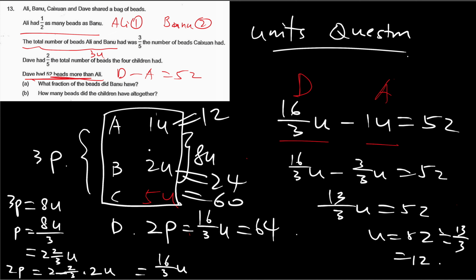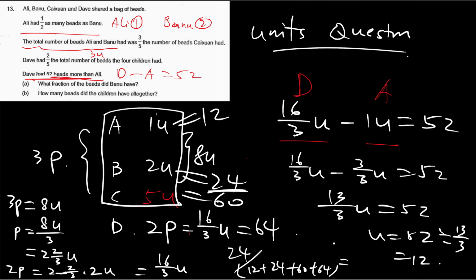What fraction of the beads did Banu have? Banu is 24, right? Can you see? Banu is 24, right? So 24 over the total. Total is what? 12 plus 24 plus 60 plus 64. Don't use your mental. Use your calculator. So just use your calculator. Then you get the fraction.